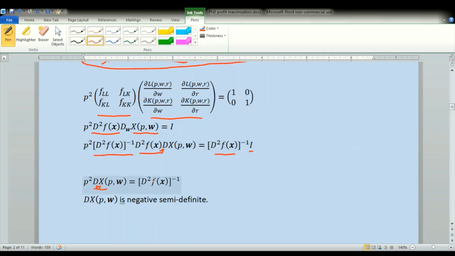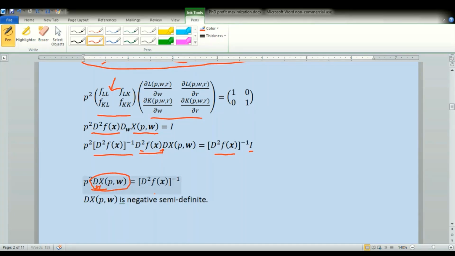this matrix is negative semi-definite. We know this because of the second order condition for profit maximization. So its inverse is also negative semi-definite. This then implies that this matrix D of XPW is also negative semi-definite.